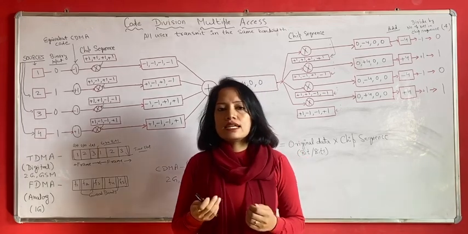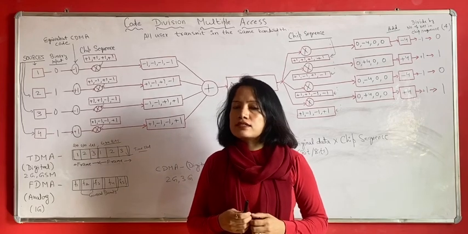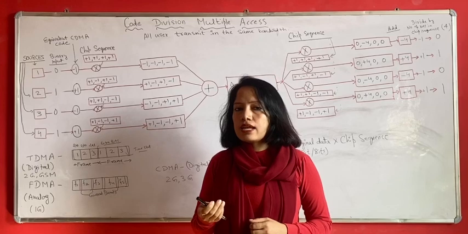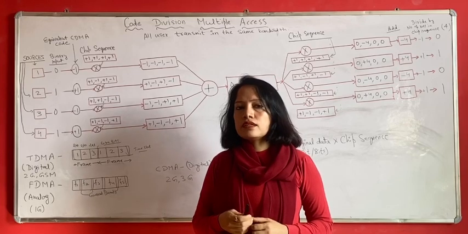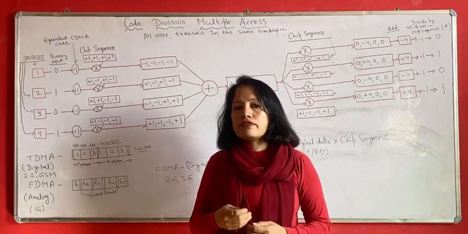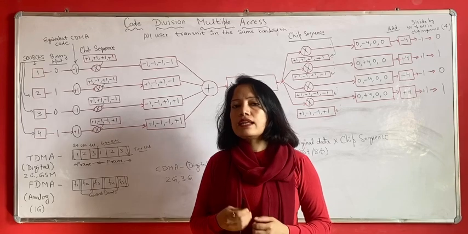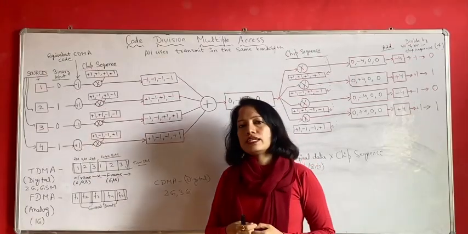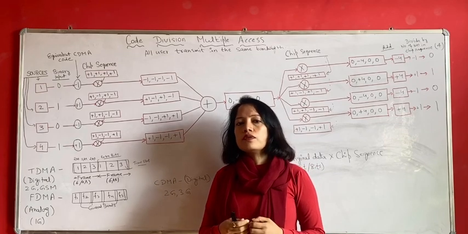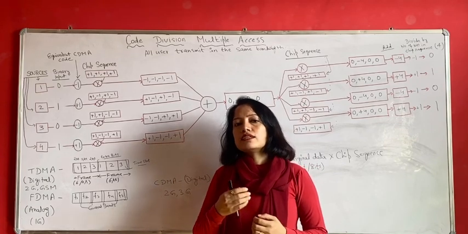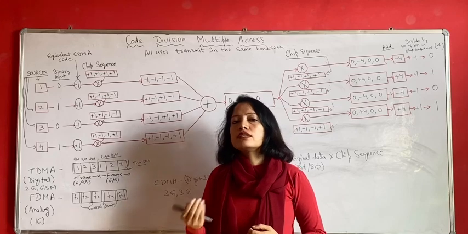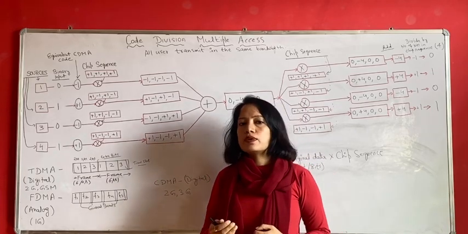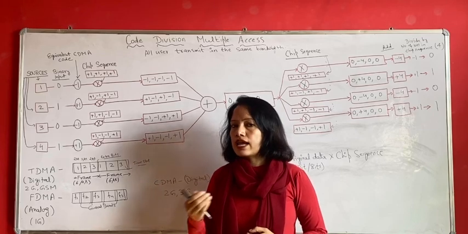Now there are basically three kinds of multiple access technologies and they are FDMA, TDMA and CDMA. We'll talk in short about FDMA and TDMA and in detail about CDMA technology. Let us first talk about FDMA technology and how multiple users can share the same channel using this technology. FDMA stands for Frequency Division Multiple Access.